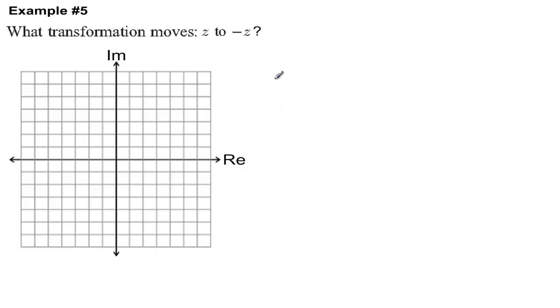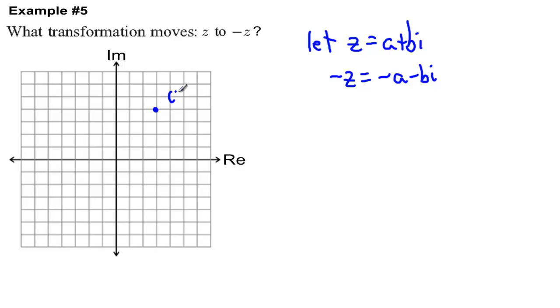This is our last example, and what we're asked to do is to find the transformation that would move a complex number z to be negative z. So we're going to start with z being a plus bi. And then negative z would be multiplying z by negative, so negative a minus bi. So that's taking the point that would be in this first quadrant. I'm just going to make it up. Let's say it was 3, 4. And it would move it to negative 3, negative 4 in the third quadrant. So that rotation is pi, or 180 degrees. So a rotation of pi radians.